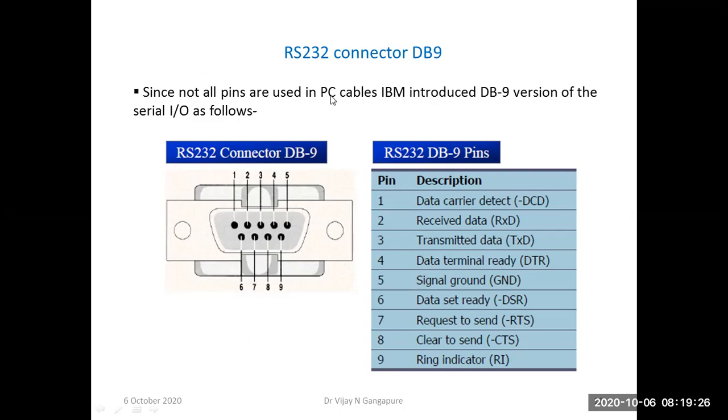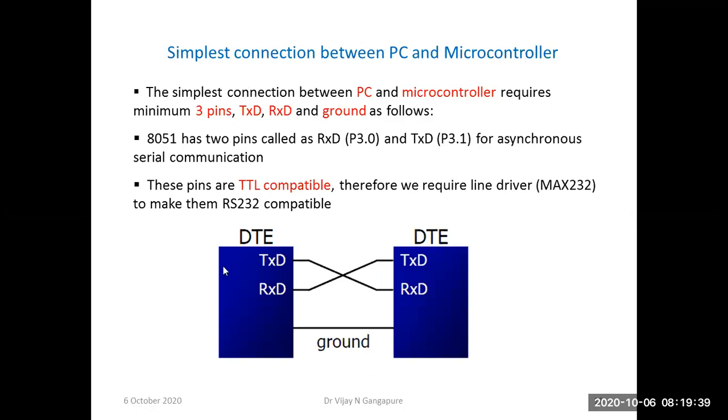Since not all pins are used in PC cables, IBM introduced the DB9 version of the serial IO port as follows. So that is the RS232 DB9 connector. Now, how to connect the personal computer's RS232 port, that is, communication port or serial port, with the serial port of a microcontroller, any microcontroller? The simplest connection between the PC's RS232 port or COM port and a microcontroller requires a minimum of 3 pins.